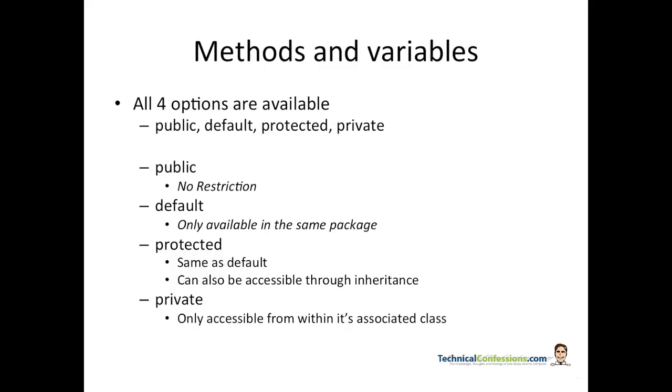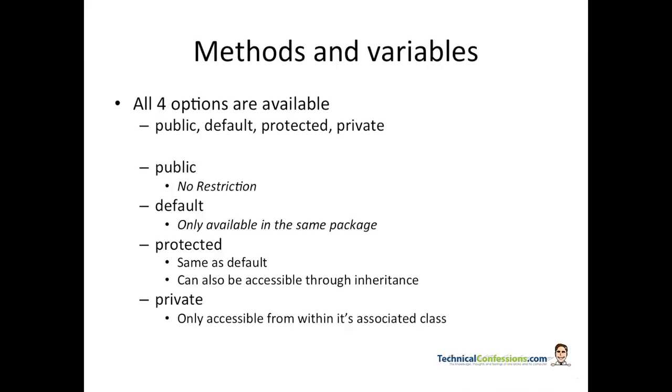Methods and variables have four different access modifiers. First, public: there's basically no restriction. If the class can be seen by another class and the method or the variable is public, it's able to see that particular method or variable. Default is very similar, the exact same scenario as before: if you have a method or a variable with default access, it's only accessible by a class in the same package.